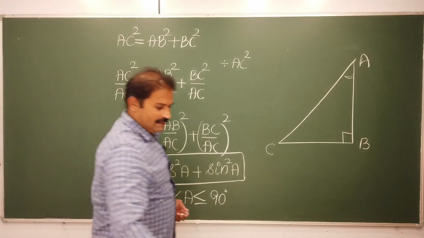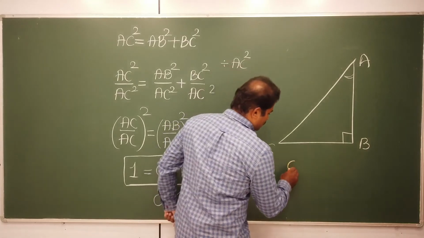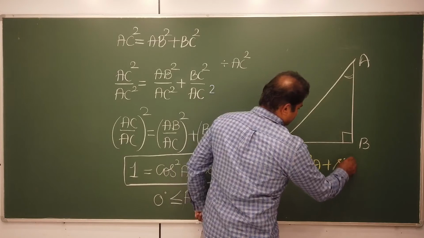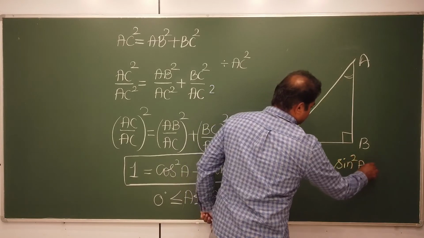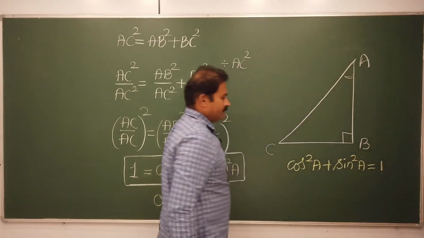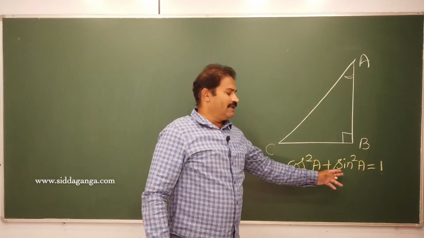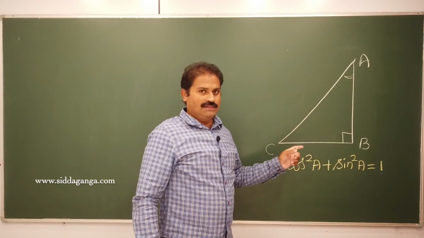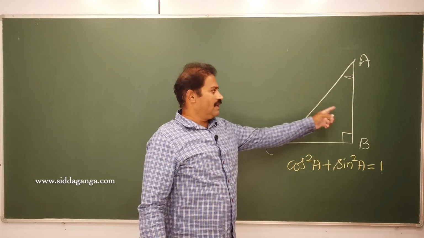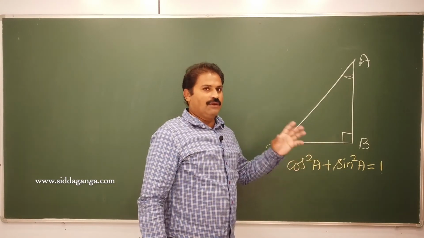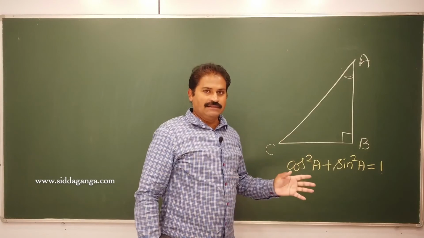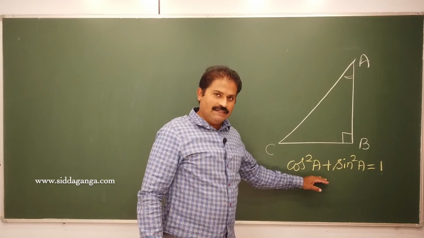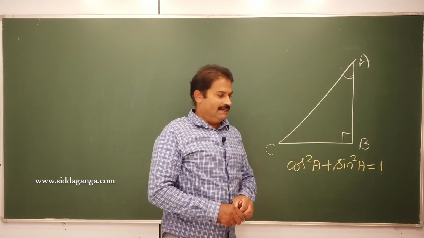We will write this identity here. Cos square A plus sin square A is equal to 1. How did you get that? By applying the Pythagoras theorem, you got AC square equal to AB square plus BC square, and you divided the whole equation on either side by AC square. Now with the help of this first identity, we'll derive the other two identities.